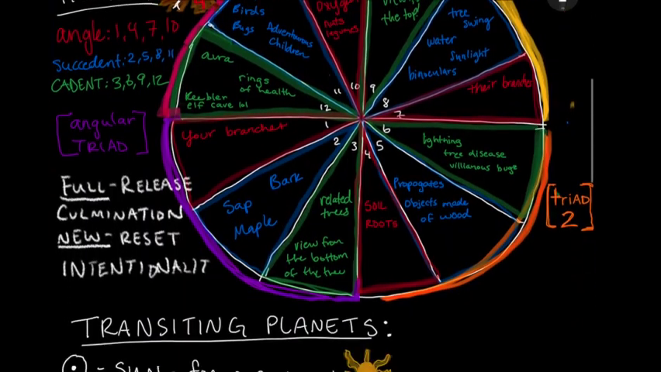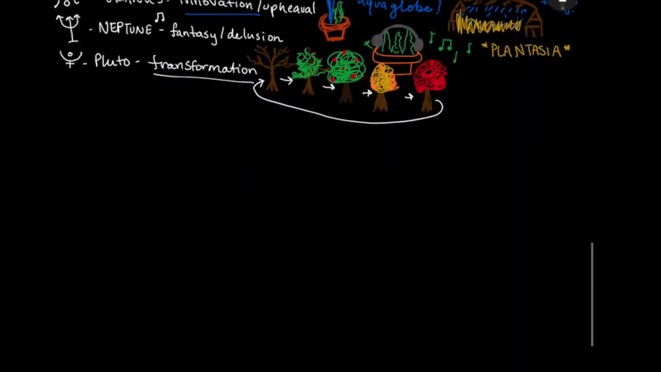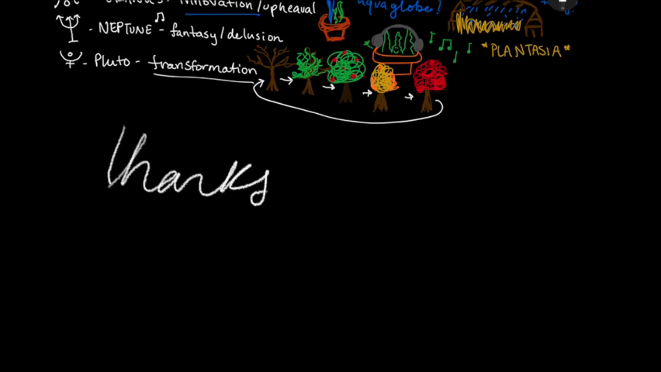Alright everyone, that is astrology explained as a tree, so really like house topics, planets, transits, all that jazz.